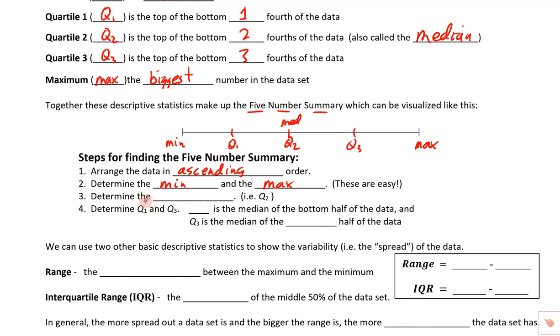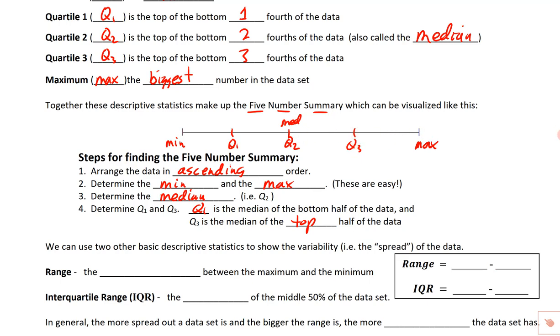And then we determine the blank, and it says IE Q2. So remember, Q2 is the same as the median. So we find the median, we find the middle one. And then we determine Q1 and Q3 finally. Now these can be a little bit tough. So Q1 is the median of the bottom half of the data. So basically, once we figure out how to find the median, we're going to find the middle of the bottom half, and that's going to be Q1. And Q3 is going to be the median of the top half of the data. So this would be the top half, and we'd find the middle point right there.